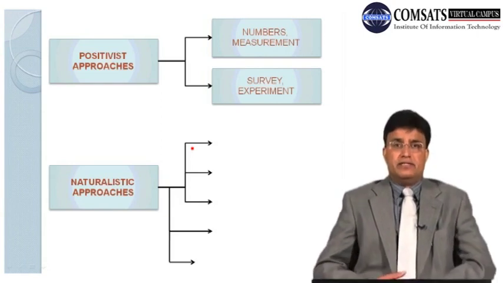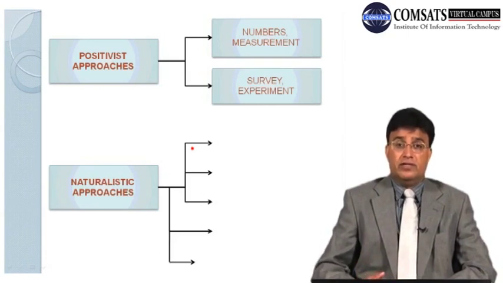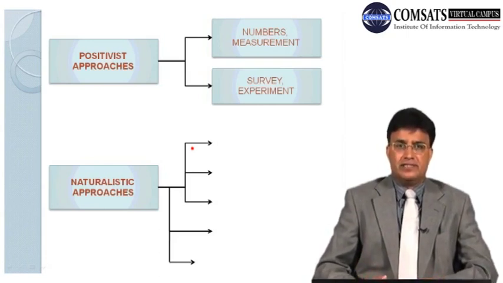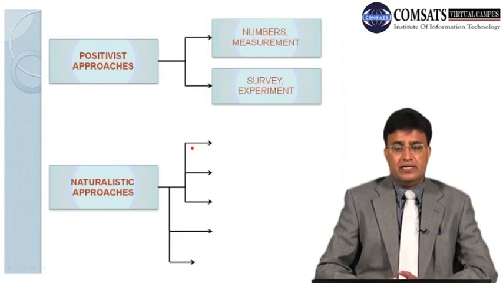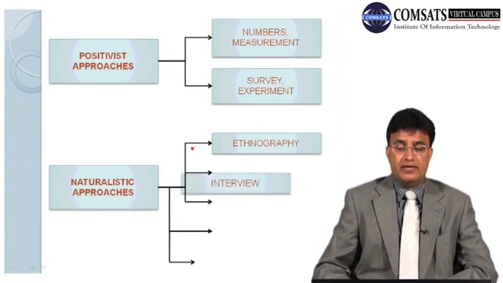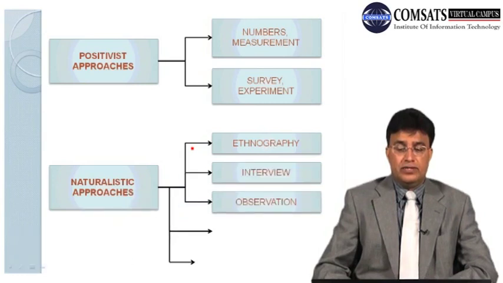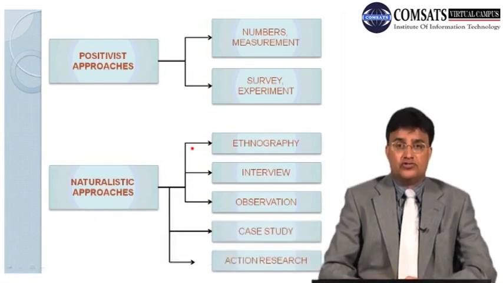Well, survey and experiments we'll discuss in detail. In the same way we'll discuss what type of basic statistics is used, and as a researcher you must be familiar with it. So positivistic approaches deal with numbers and measurement, and they are surveys and experimental in nature. Whereas naturalistic approaches are ethnographic, they are interviews, they are observations, they are case studies, and they are action research.